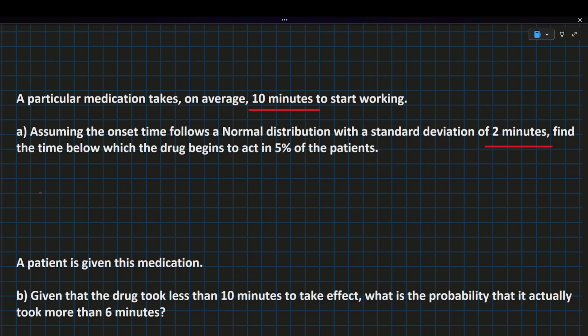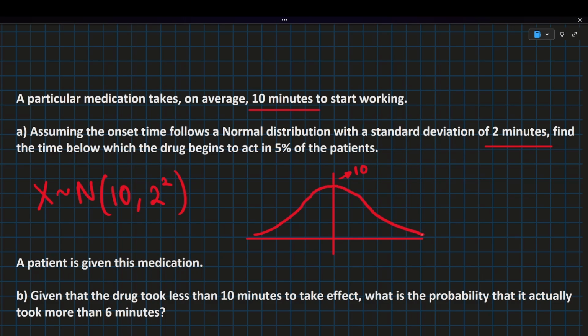Okay, so let's just get some things written out. X, we'll call that time, or we can write that as t, but I'm going to write that as x, can be normally distributed with the mean of 10 and standard deviation 2. Let's quickly draw a graph to represent what this would look like. Our mean over here would look like 10 and look something like that.